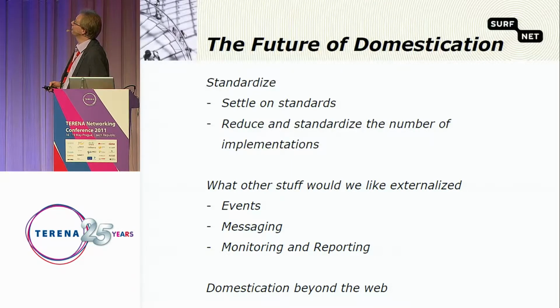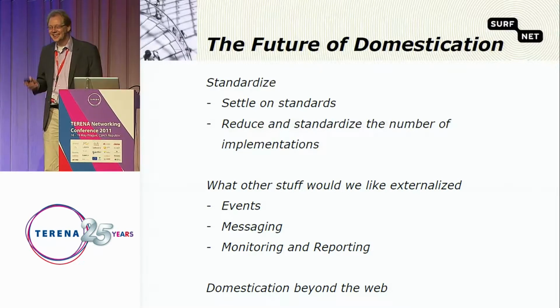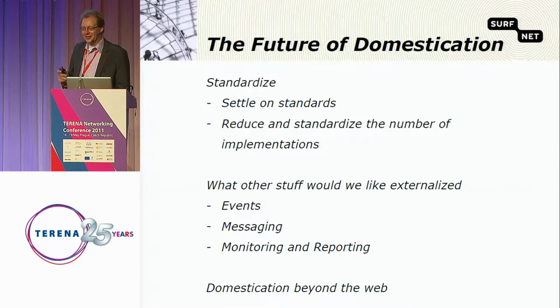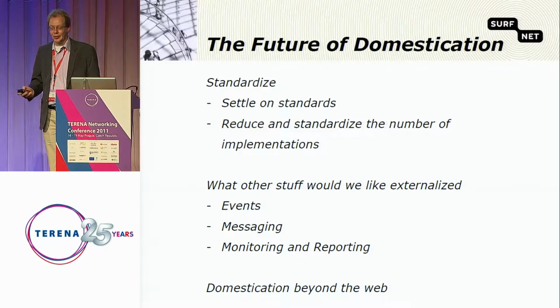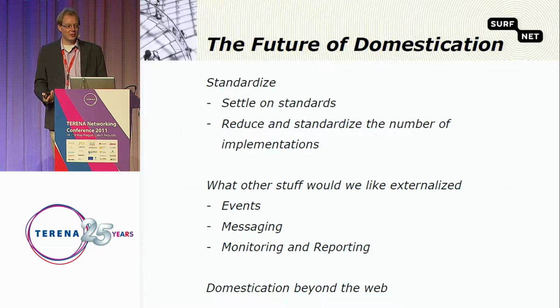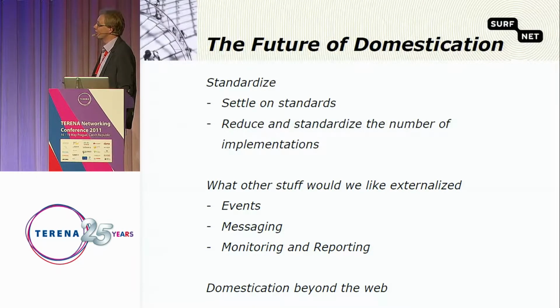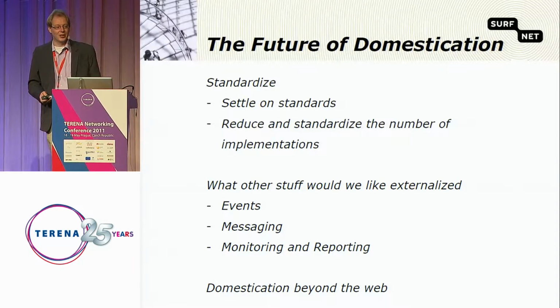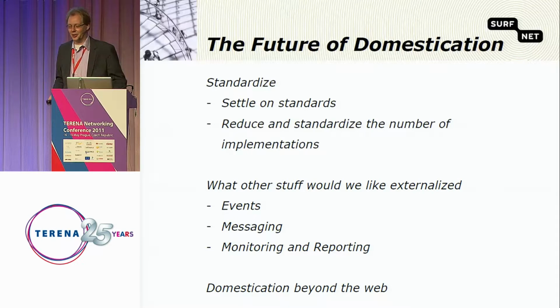So, one slide before I conclude. The future of domestication: we need to settle on standards, for example, for groups. We need to reduce and standardize the number of implementations that we give to developers and make it much, much easier for them to implement this. And we will most likely want to domesticate even more and, for example, make sure that events and messages, but also monitoring and reporting, become standardized, and we have standardized APIs for that. Domestication beyond the web is definitely the next frontier.